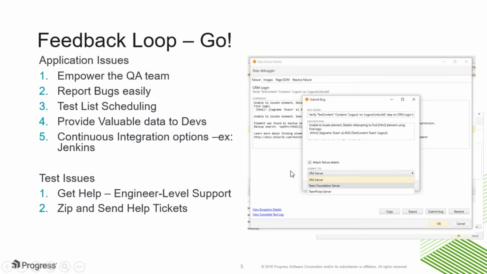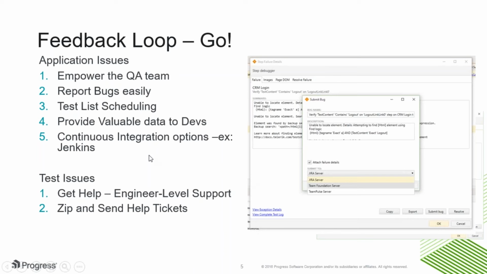We'll look through the failure details here in more detail, but basically there's a lot of rich data provided automatically at the point that a test fails, that can be easily communicated back to the team. With our bug tracking integration, you can easily submit the bug directly into the bug tracking system, with all of the attachments and so forth that go with that.